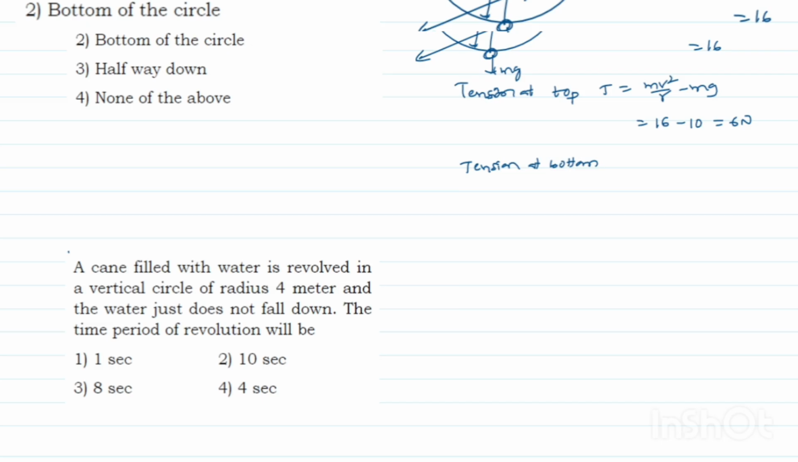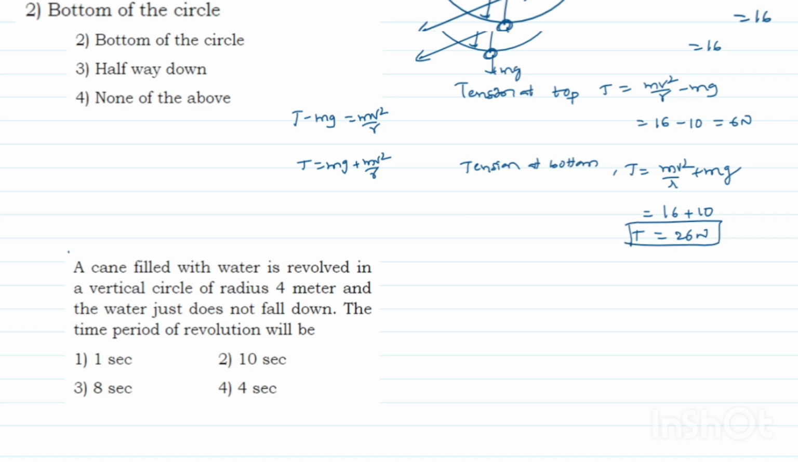So when it's moving in a turn, T minus mg equals mv square by r. Then T equals mg plus mv square by r. So at the bottom, the tensional force will be mv square by r plus mg. mv square by r is 16, plus mg which is 10, so we will be getting 26 newtons. But tension in the string is given as 6 newtons. That means the location of the body is at the top of the circle. This is the correct answer.